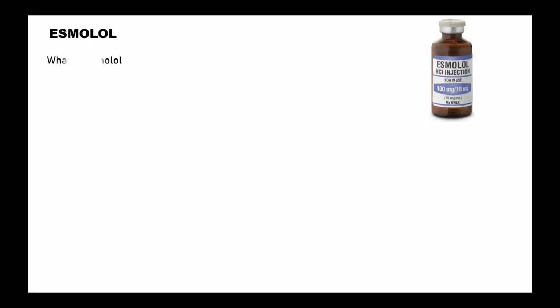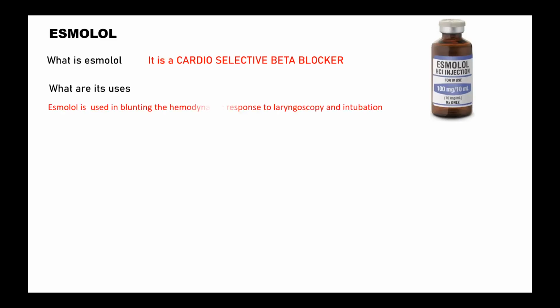Esmolol. What is esmolol? The cardioselective beta blocker. What are its uses? To attenuate the laryngoscopic response, blunting the hemodynamic response to laryngoscopy and intubation.